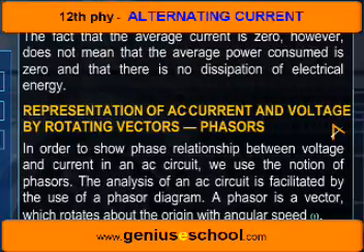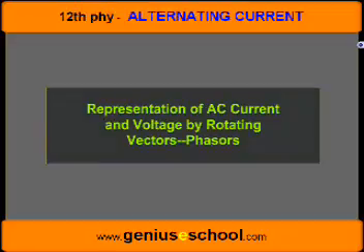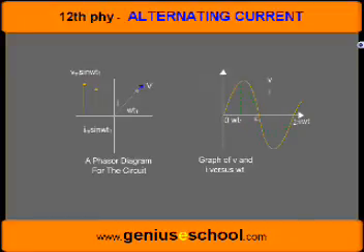Representation of AC current and voltage by rotating vectors, phasors. The animation shows the voltage and the current phasors and their relationship at time t1 for the case of an AC source connected to a resistor.